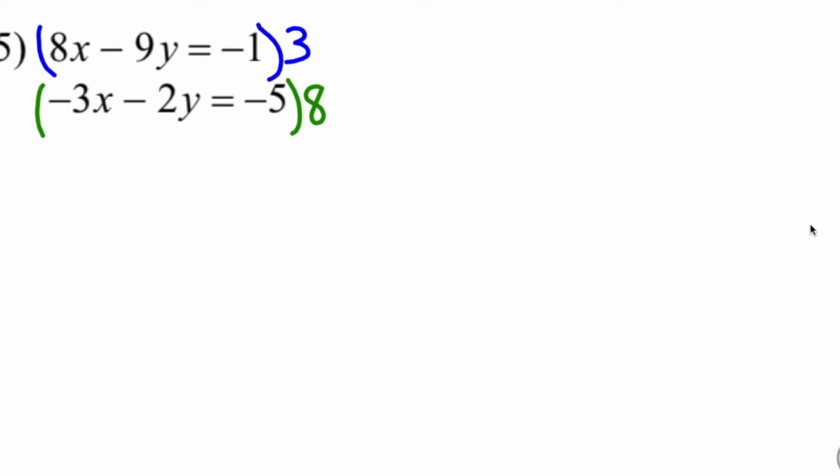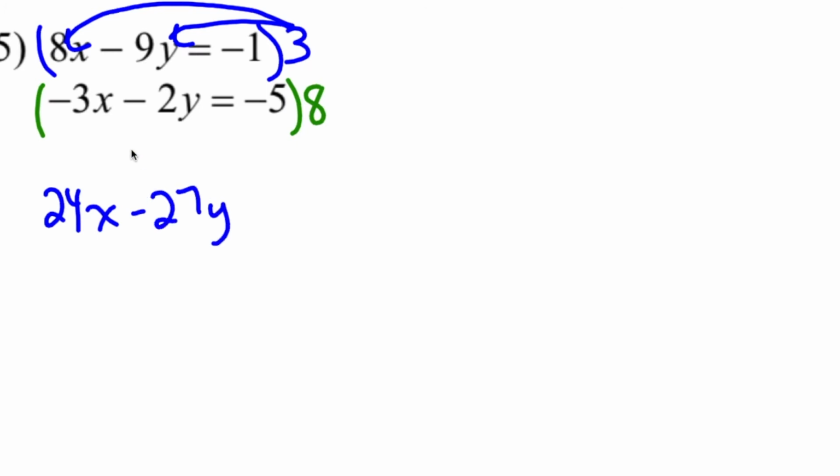So let's multiply through. Again, we're doing distributive property. 3 times 8x is 24x. Just multiply this through. Next, 3 times negative 9y is negative 27y. And the last one, 3 times negative 1 is negative 3.